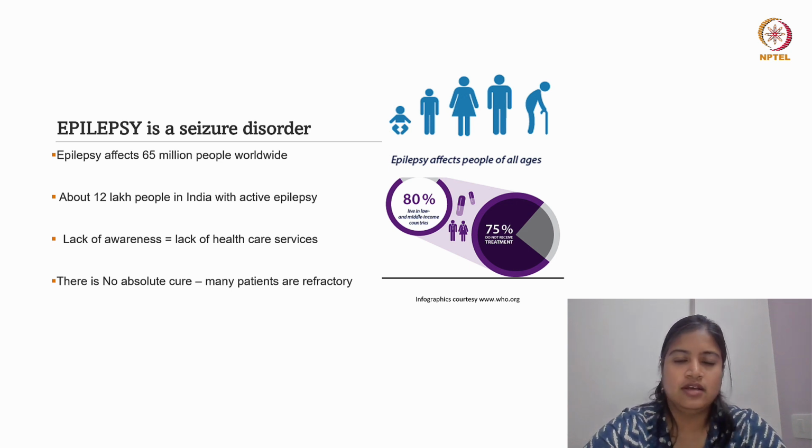Many patients become refractory or resistant to anti-epileptic drugs, and then, depending on the seizure phenotype and which areas in the brain are affected, there could be surgical interventions or brain stimulation devices that could be implanted that can help manage the symptoms. However, there is no absolute cure for epilepsy.